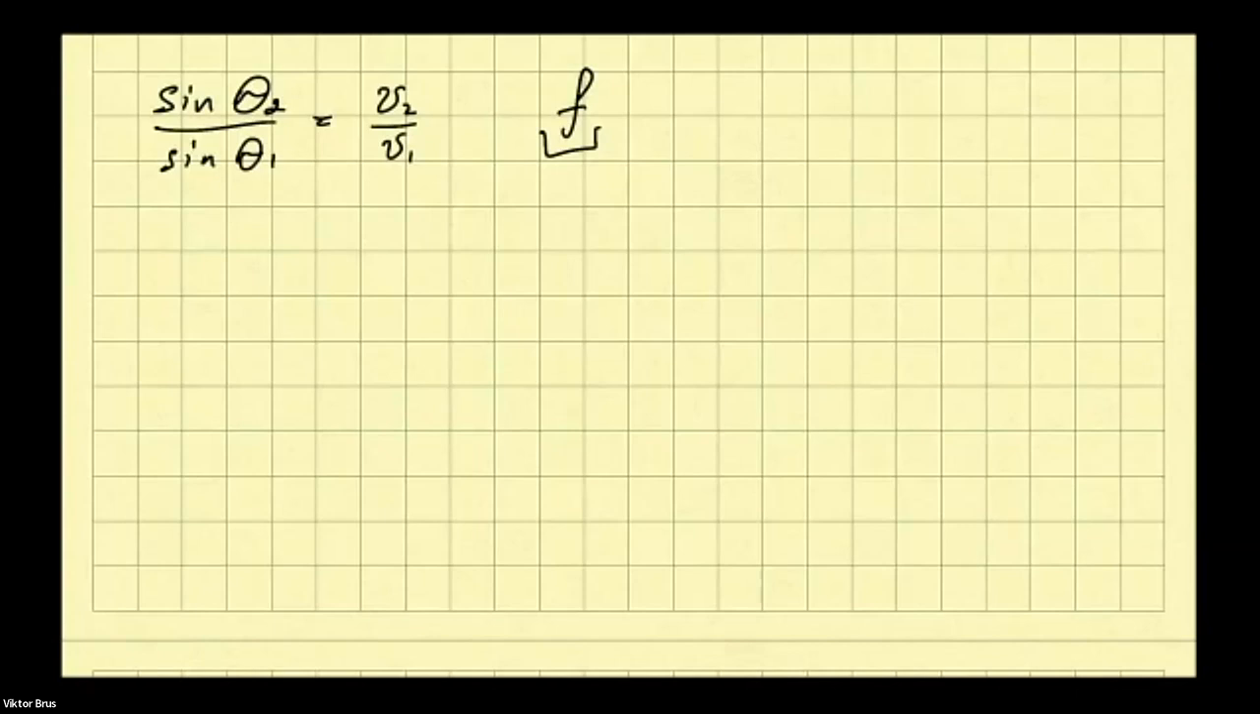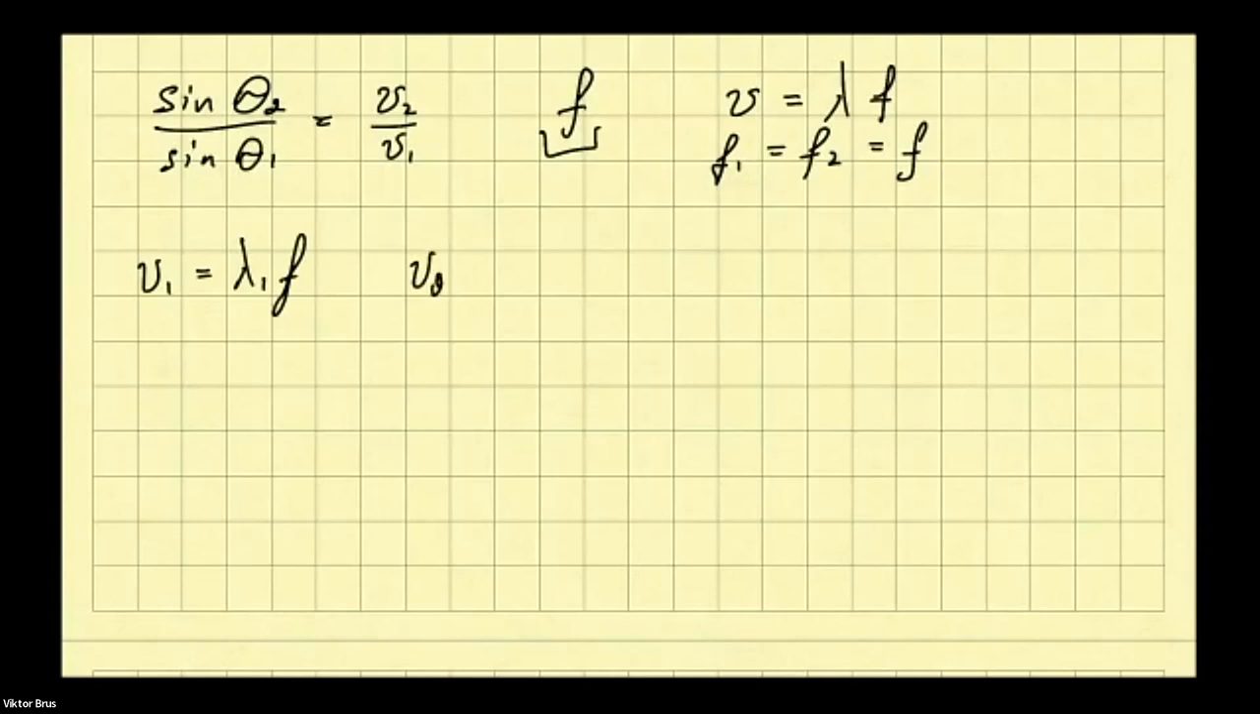So we can write, we know that the speed of some wave, including an electromagnetic wave, is the product of wavelength and frequency, f. So if f1 is equal to f2 and that is equal to f, so frequency doesn't change, and we have different values for the speed of light, V1 equals lambda 1 times f and V2 equals lambda 2 times f. So then obviously, if V1 is not equal to V2, we can write that lambda 1 is not equal to lambda 2.